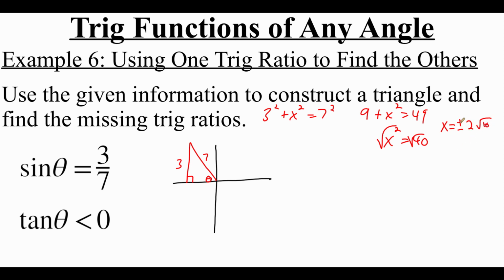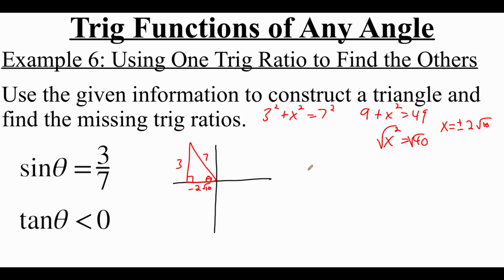Now looking at this, we can't have both a positive and a negative answer. But what we should remember is that this horizontal side going across the bottom really refers to the x value. And because we're in the second quadrant, that x value needs to be negative. So this side going across the bottom of my triangle is actually going to be the negative 2 root 10. So now I can start building all of my other trig ratios.